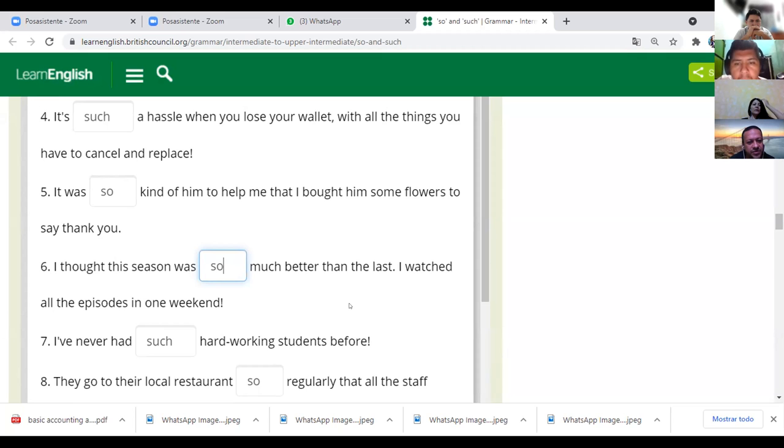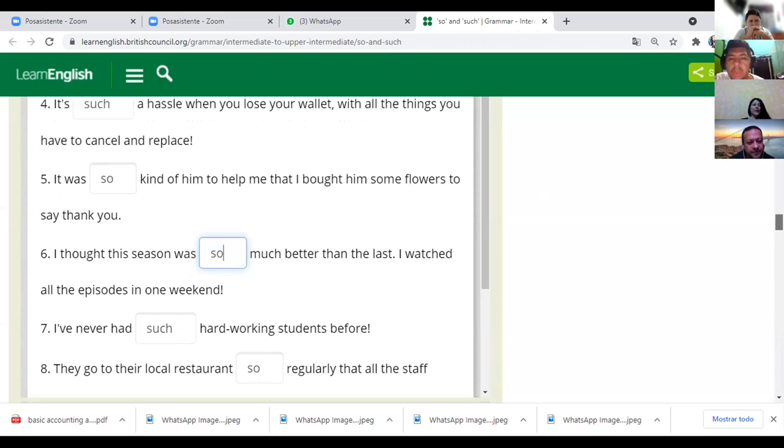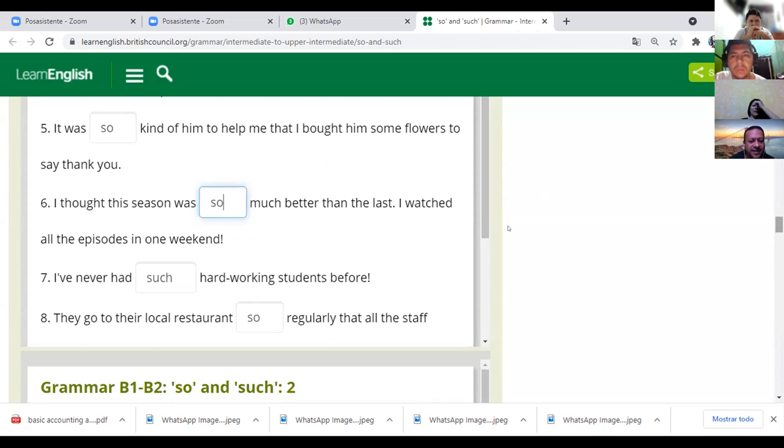En las seis yo puse eso. So much. No, correcto, porque está cabal, much. Es identificable, so much. Cabal. Está con eso, cabal. En la número 7.